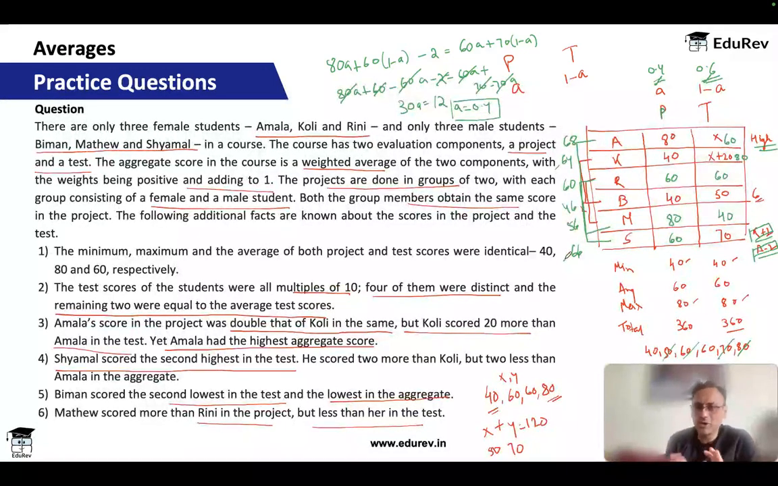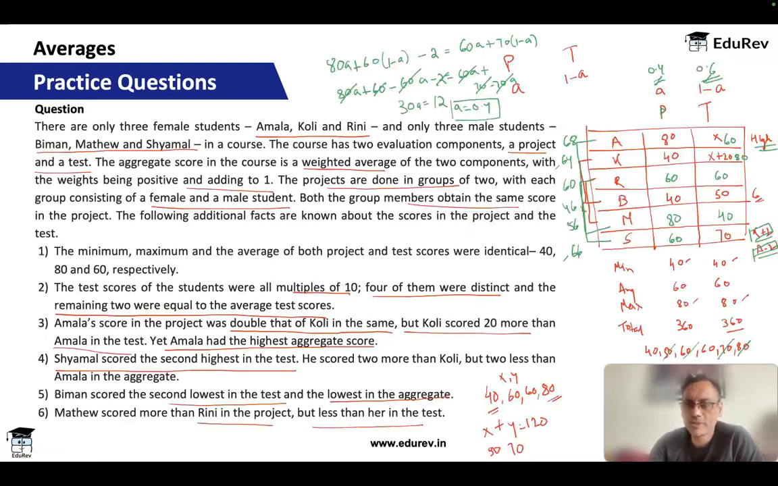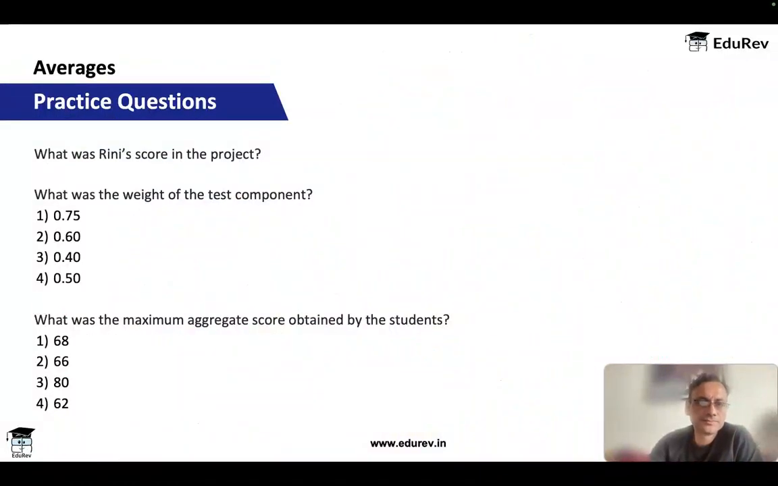And in fact, it has not taken us much time, because now you'll answer 5 questions on the basis of this. So let's see the questions quickly. The first question, what was Rini's score in the project? So Rini's score in the project is 60. So the answer is 60.